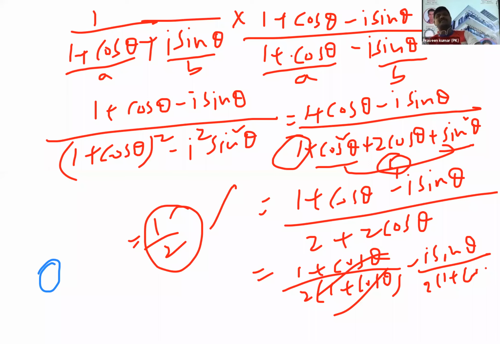They won't ask for the imaginary part, don't worry. If they ask for the imaginary part, it is sin theta by 2 into (1 plus cos theta), but they won't ask. I cancel both terms, 1 plus cos theta and 1 plus cos theta, and 1 by 2 is left. The imaginary part is not required. Only this part is enough for you. After that, I wrote 2i sin theta by 2 into (1 plus cos theta), and separated the terms.